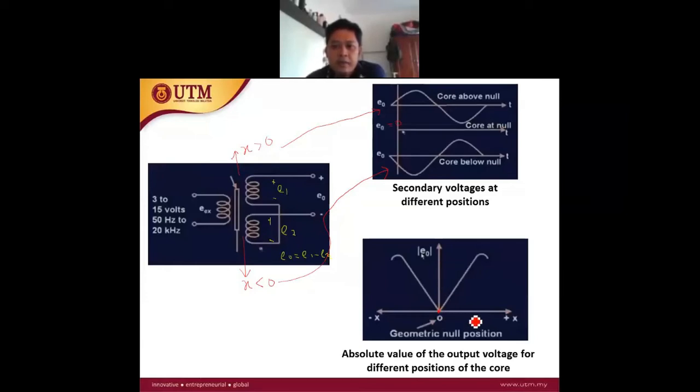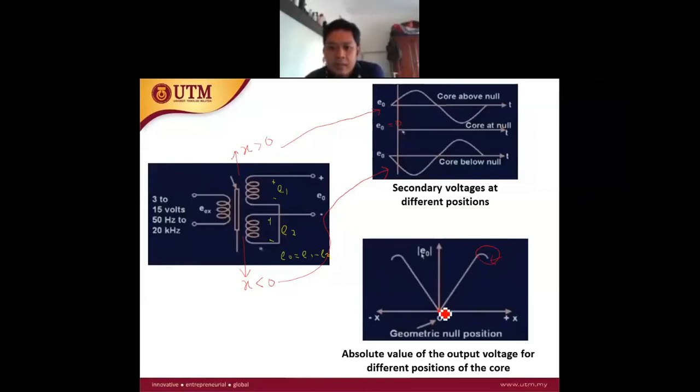If the core moves above the null position, or x is bigger than 0, we can see the amplitude E out is increasing. So the output will be proportional, and at some point you see this point where the output will diminish or reduce, and then at this point it will be gone. That is because the core is moving out from the coil. If we push it too far above the null position, the core will be out of the coil, and there will be no flux linkage.